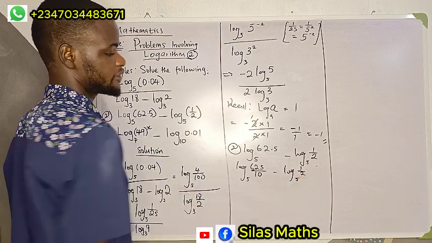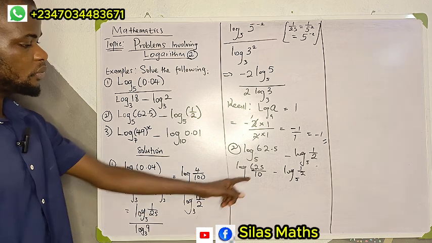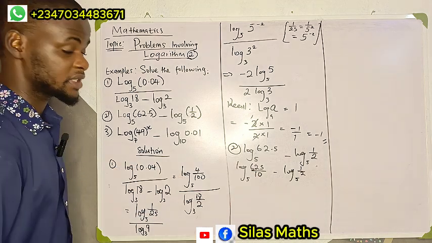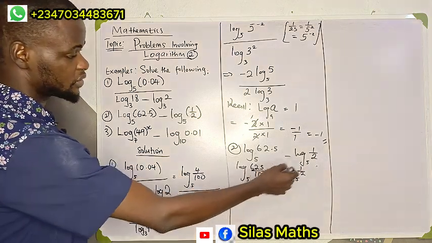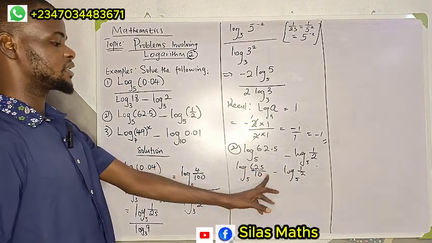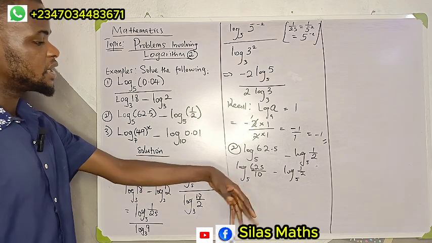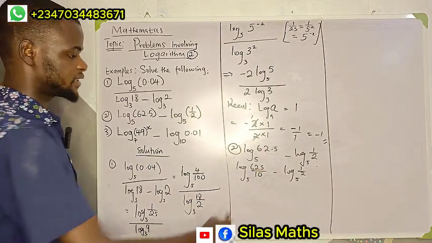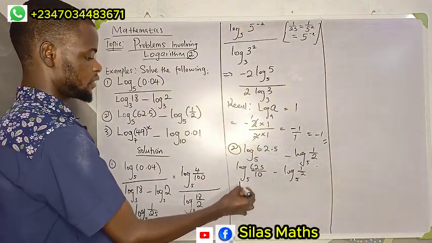Now solving further, we reduce this fraction to the simplest one, or we go ahead and carry out the division law or subtraction law, which states that when two logs of the same base are subtracting, we go ahead and divide the logs.